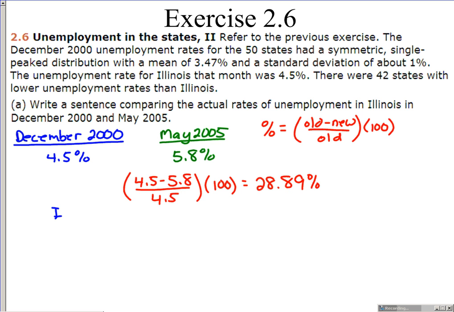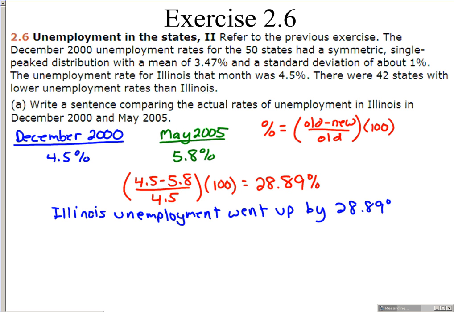So write a sentence comparing those actual rates of unemployment from December of 2000 to May of 2005, and we can see that Illinois unemployment went up by 28.89% from December of 2000 to May of 2005.